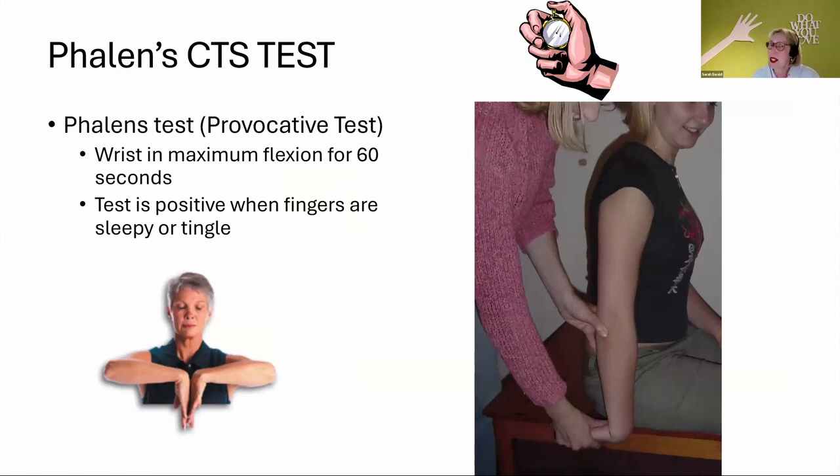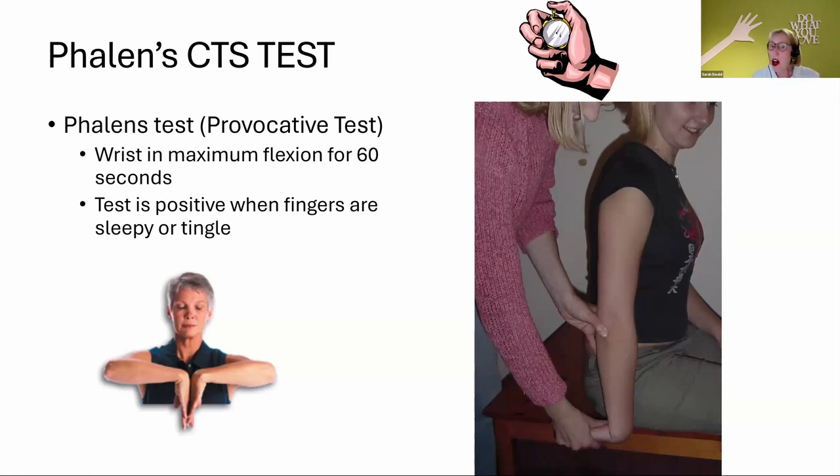Phelan's carpal tunnel test, as you can see here, was originally described in this manner, which is actually how I initially learned to do this test. You put the wrists in maximum flexion for 60 seconds, and the test is positive when the fingers begin to become sleepy or numb or tingly. Okay.